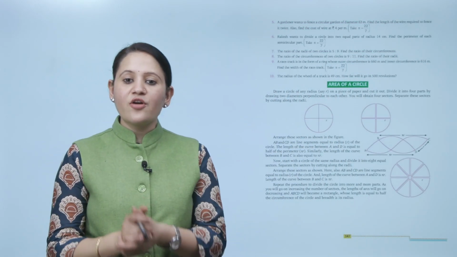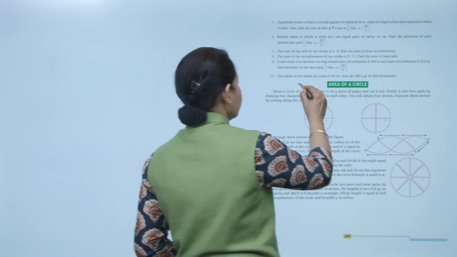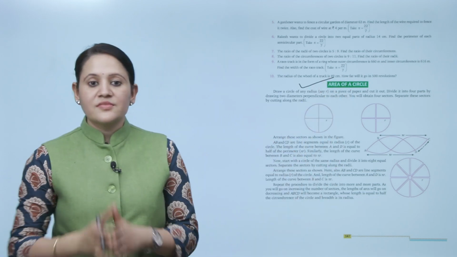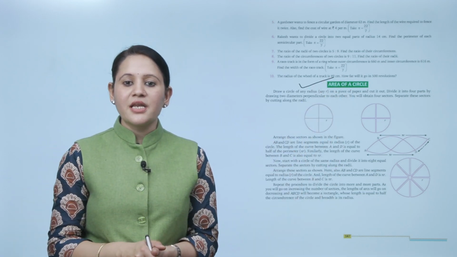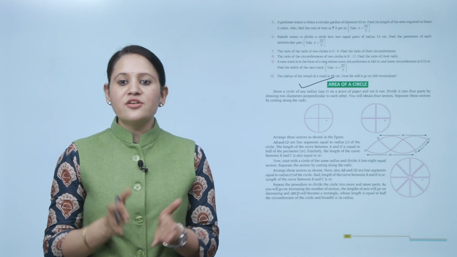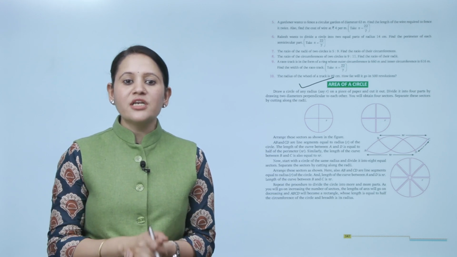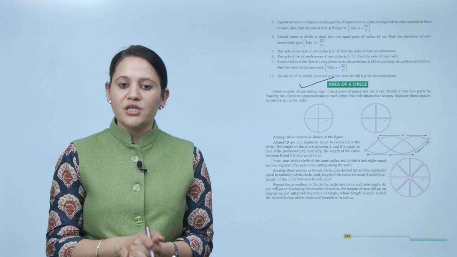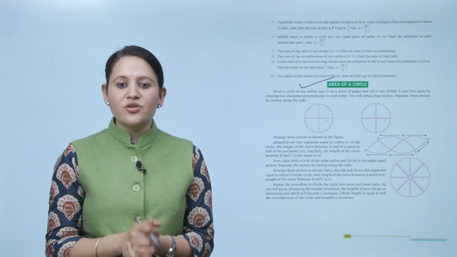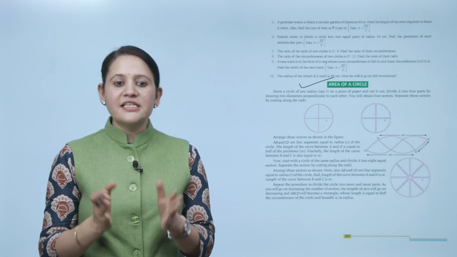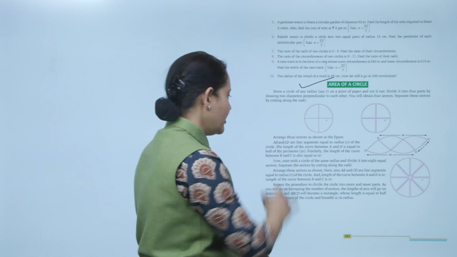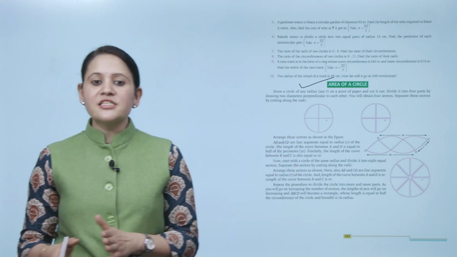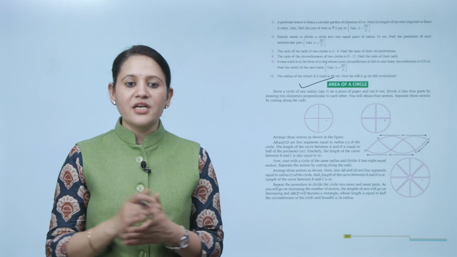Next is area of a circle. Draw a circle of any radius, say r, on a piece of paper and cut it out. Divide it into 4 parts by drawing 2 diameters perpendicular to each other, and you will obtain your sectors. Separate these sectors by cutting along the radii, like this. Clear? Now arrange the sectors as shown in the figure.